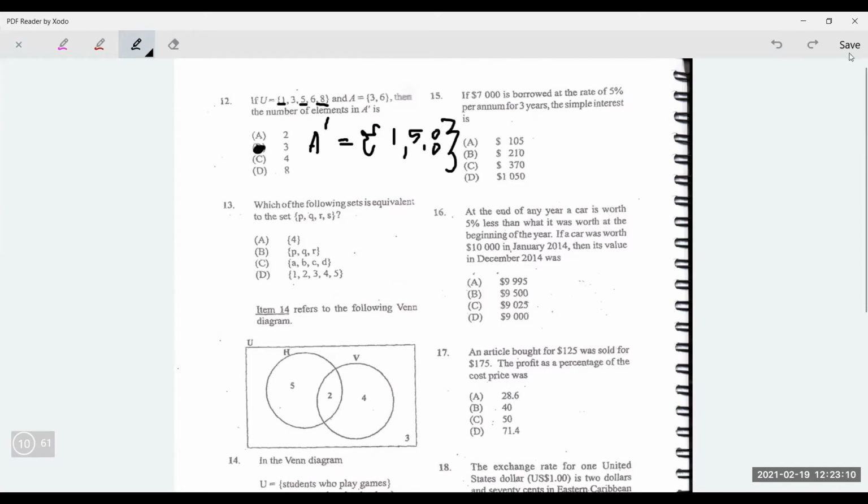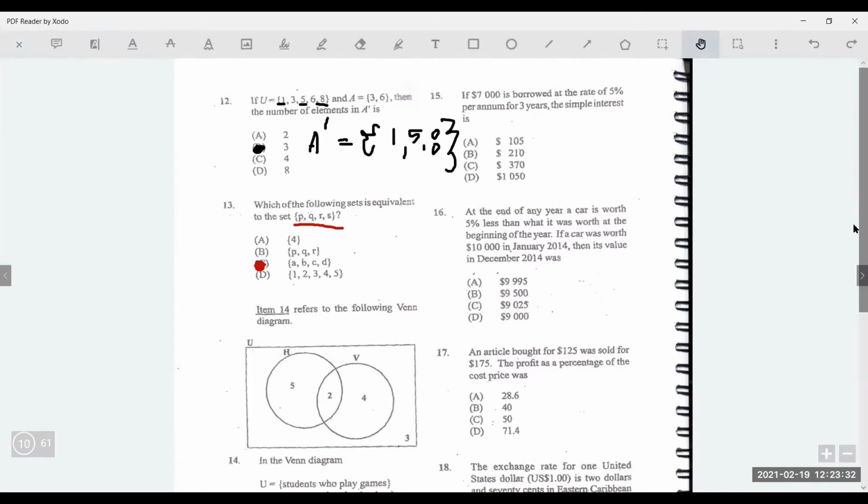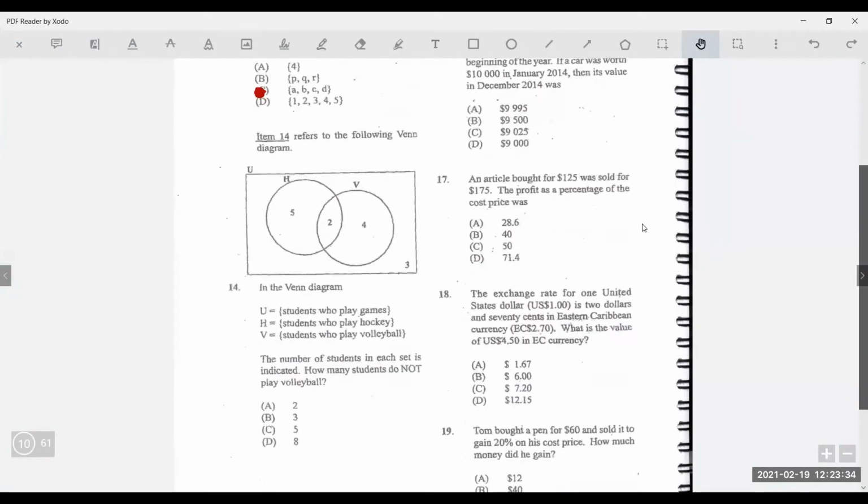Easy. Which of the following sets is equivalent to the set PQRS? Which one has the same number of elements inside the set? It is clearly option C with 4. Easy question.